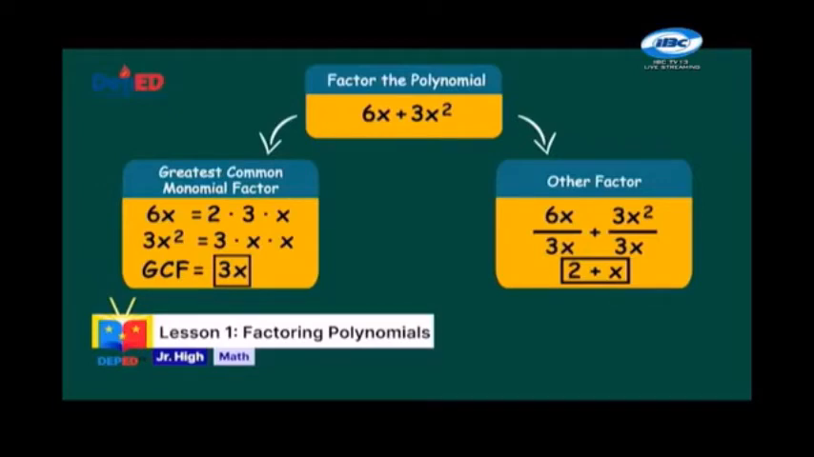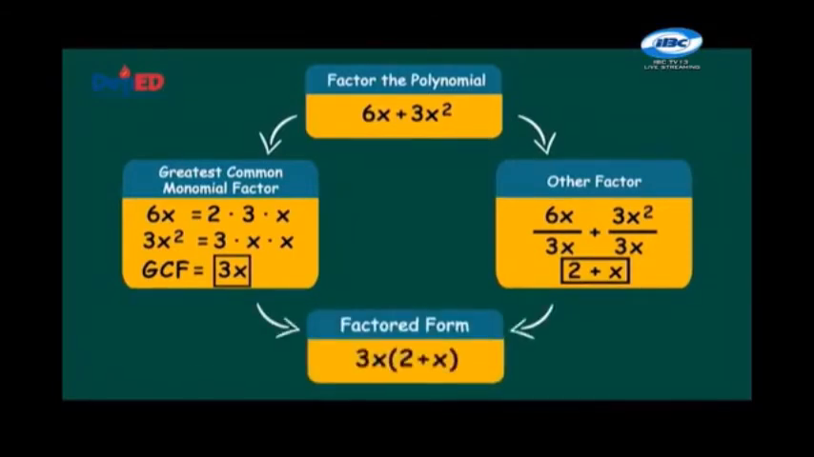Do not forget the signs to complete our polynomial factor. Last step is to write the polynomial in factored form. The polynomial 6x plus 3x squared can be written in factored form as 3x multiplied by the quantity 2 plus x.